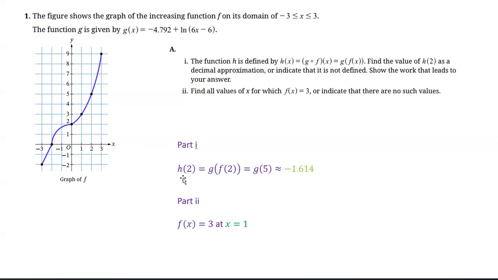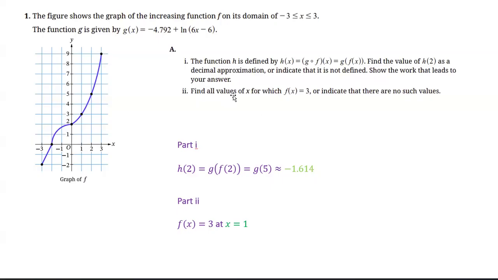So we want h of 2, which is g of f of 2. So we got to find f of 2 first. We look at the graph. X value is 2. What is the output value? It's 5. So we want g of 5. And we plug in 5 as x into a calculator. We should get negative 1.614, rounded to 3 decimal places, okay?